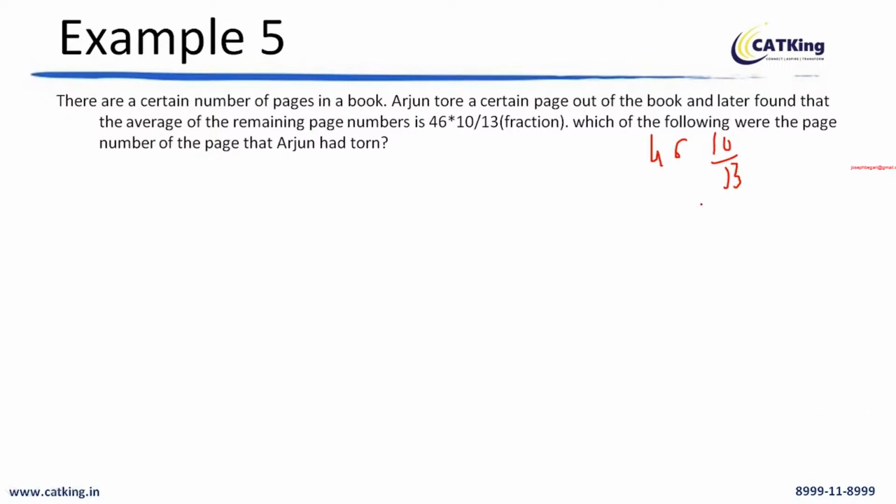Following, meaning options will be given, to find out what were the page numbers that Arjun had found. They said there were many pages in a book, and Arjun tore one page out. The average will be 4610 by 30. You have to tell which page number Arjun tore. Okay, it seems very difficult, but I'll make it very easy for you. Okay, let's start.